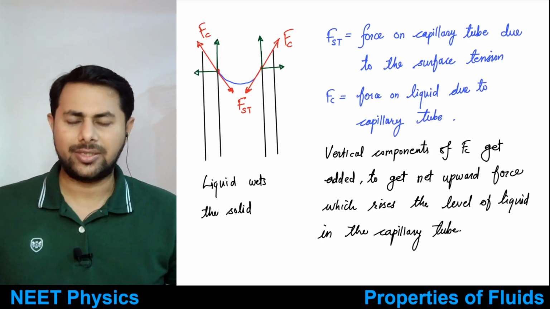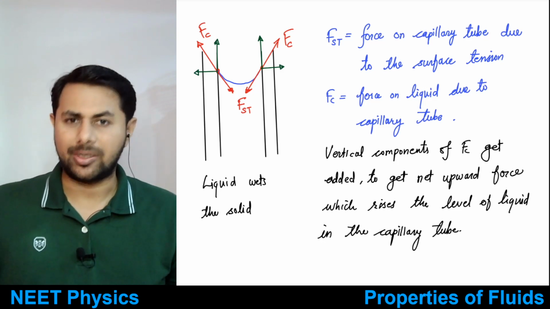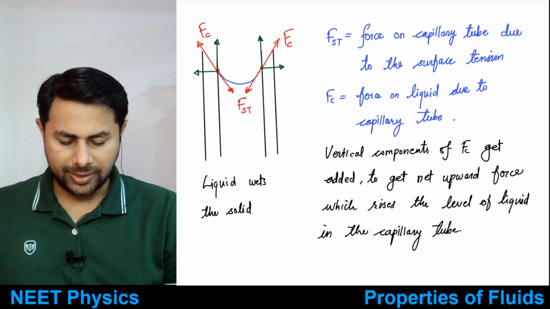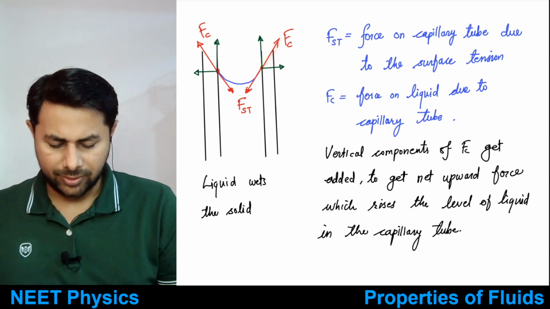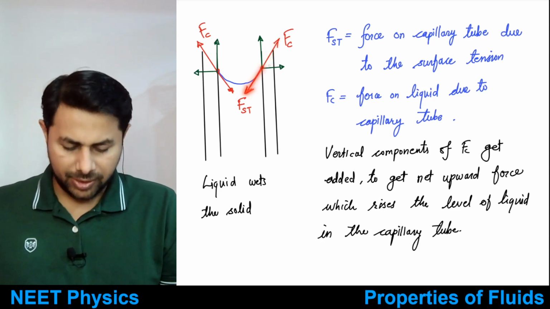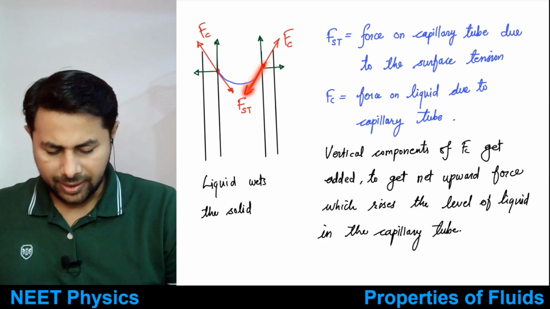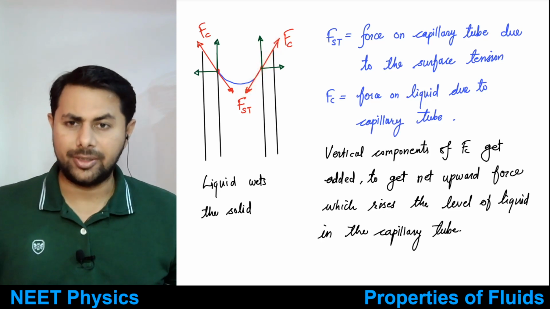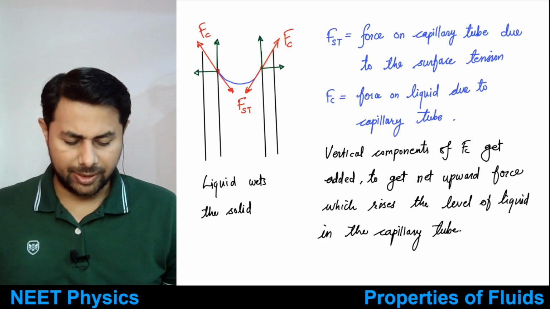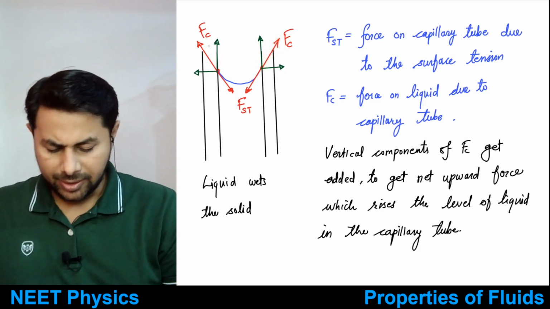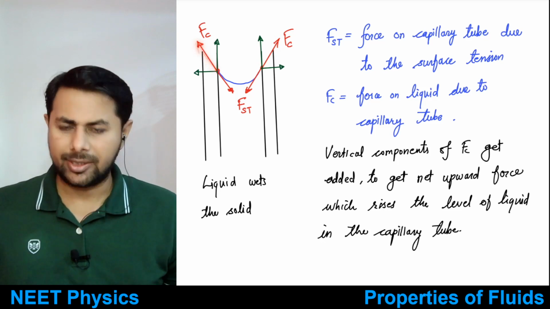So now see, liquid exerts some force on solid. Liquid exerts some force on solid molecules because of the surface tension, and therefore you can say that solid will also exert equal and opposite force. So if this is the force due to the surface tension of the liquid, then this is the force due to the capillary tube. F suffix C is the force due to the capillary tube, right? This is again the force due to capillary tube.